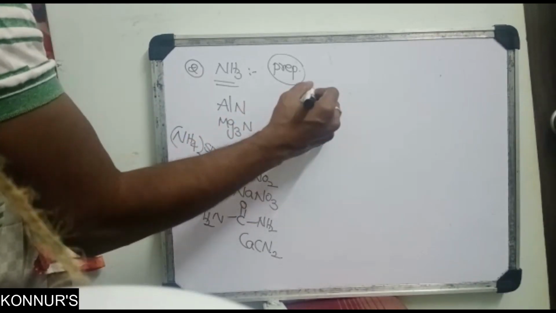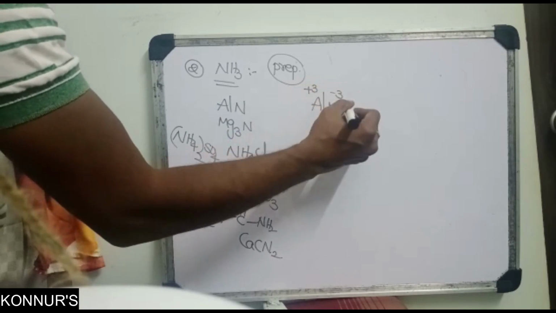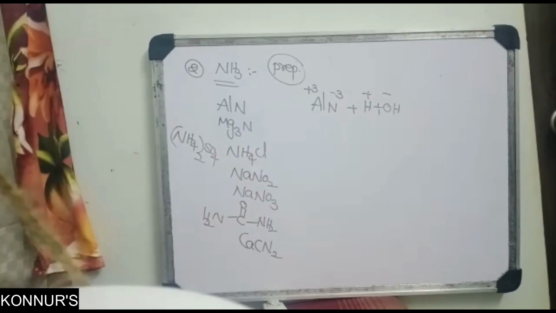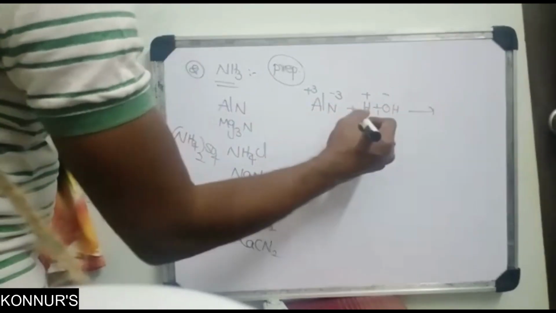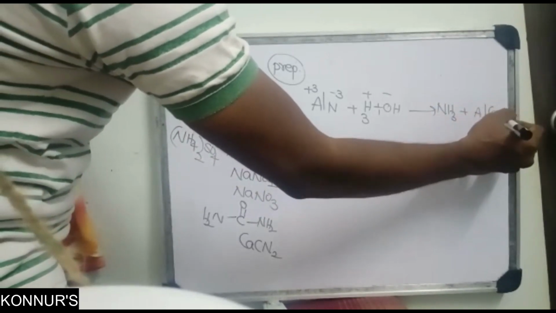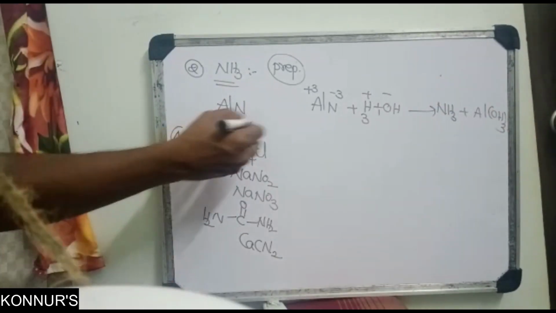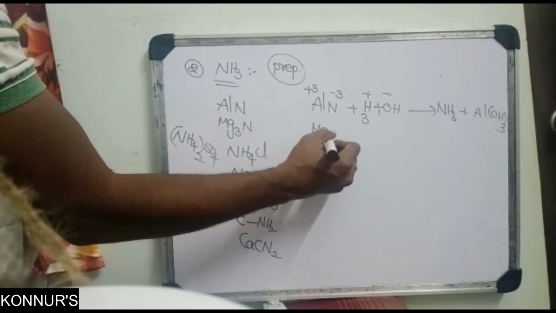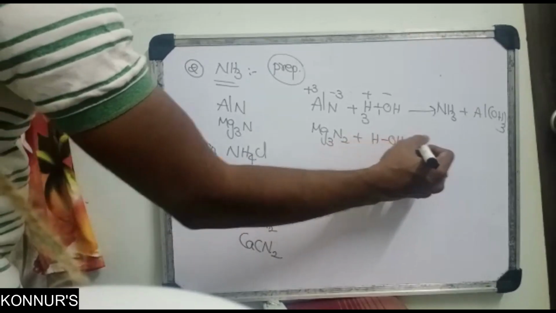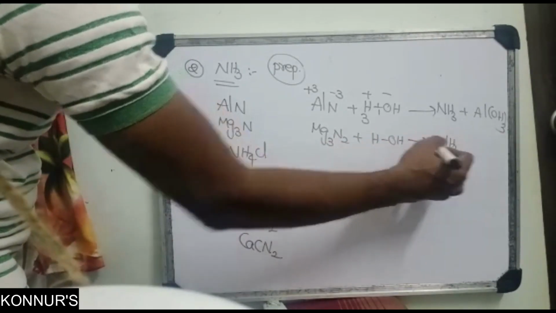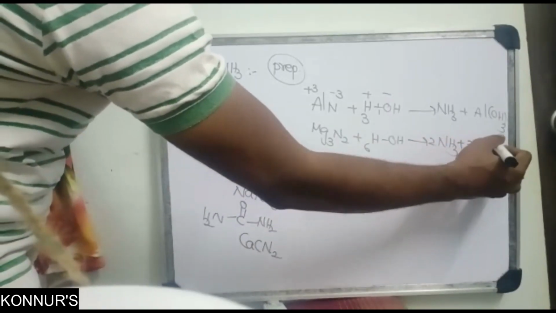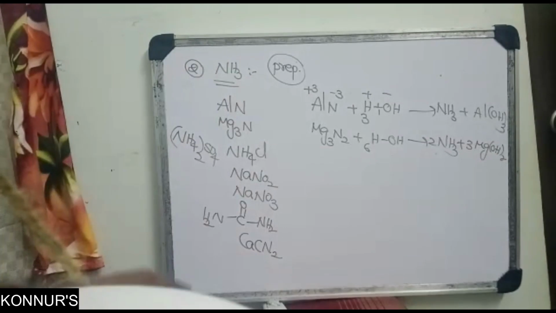See, AlN. Aluminium is plus 3, nitrogen is minus 3. Directly you add water. So H plus, OH minus. So directly you are getting NH3 plus Al(OH)3. Same with Mg3N2 plus water. So you are getting 2NH3 plus 3Mg(OH)2.